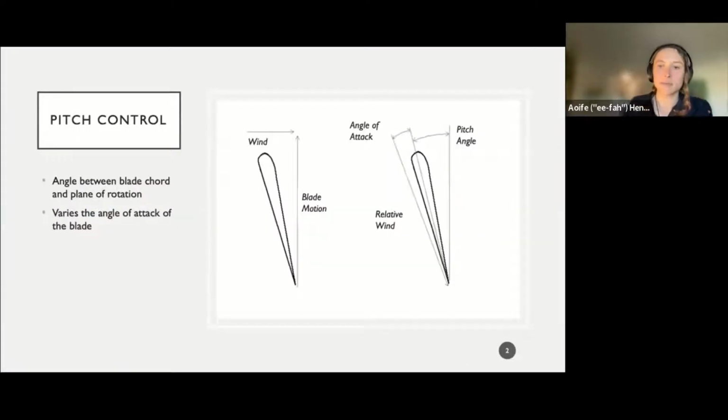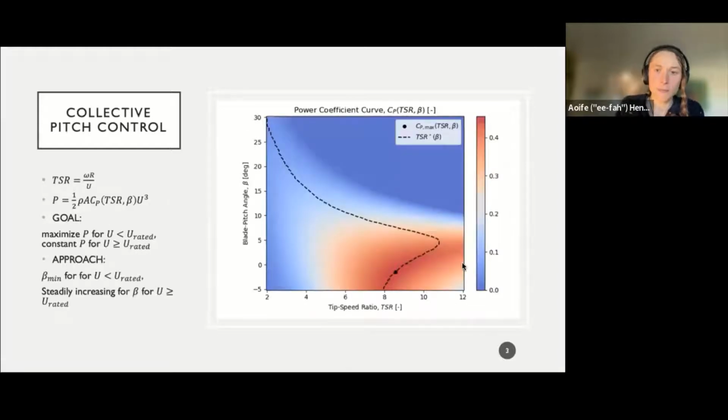So first I want to give some background. The blade pitch angle of a wind turbine refers to the angle between the blade chord, this line here, and the plane of rotation, this line here. Varying this angle varies the angle of attack of the airfoil, thus changing the aerodynamic torque experienced by the blade. And we can use pitch, this actuation or variation of the pitch angle, in a few different ways.